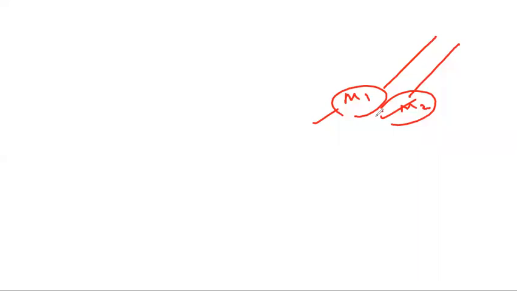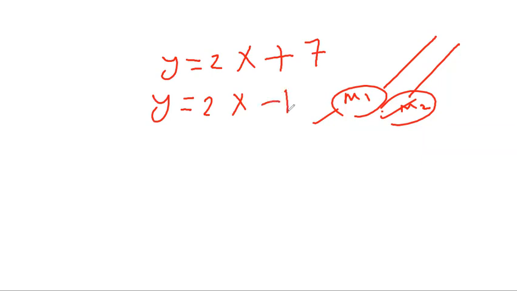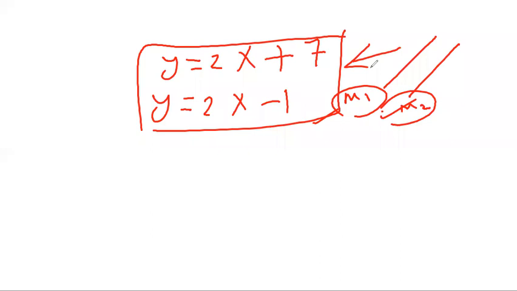For example, if we have y equals 2x plus 7, and another equation of another straight line, y equals 2x minus 1. What is the relation between the two straight lines? I need someone to explain the relation between the two straight lines, y equals 2x plus 7 and y equals 2x minus 1. Subhi?